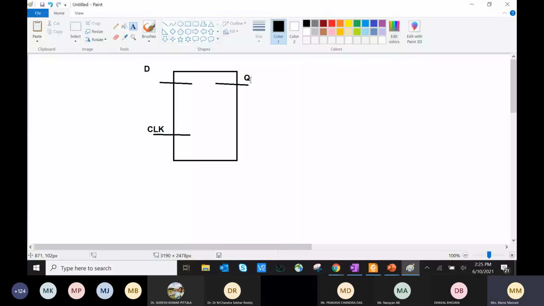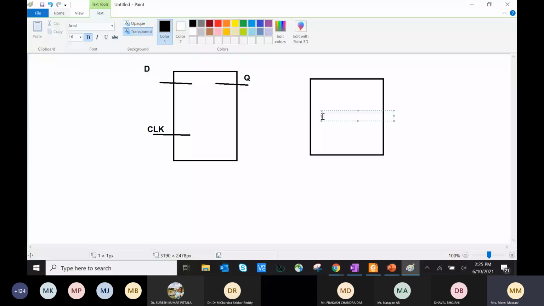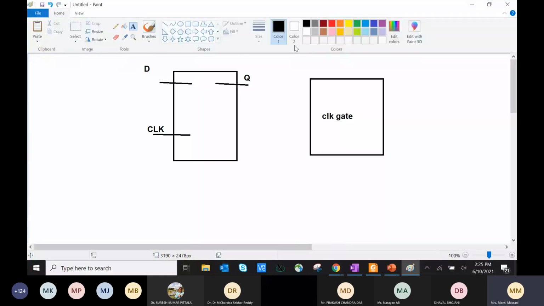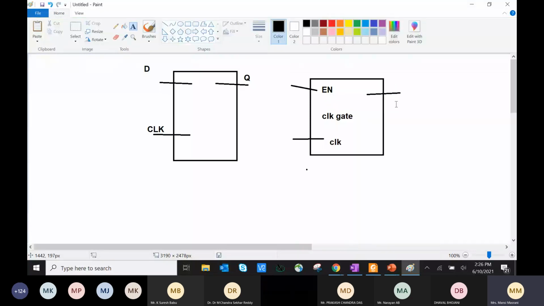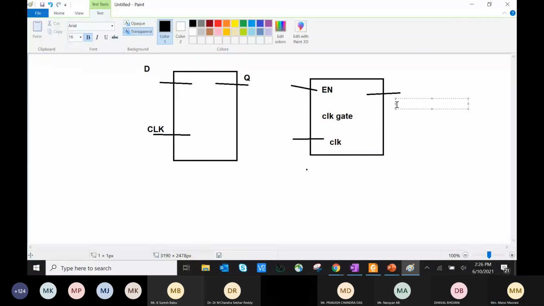Now I'm going to give you one more scenario. This is a clock gate, and this is my enable pin, and this is my clock pin. What comes out from here? This is clock. You guys studied the gated clock structure? Okay, then we will talk about it.